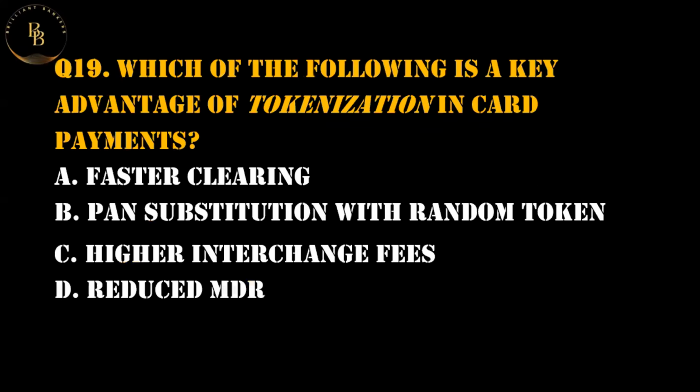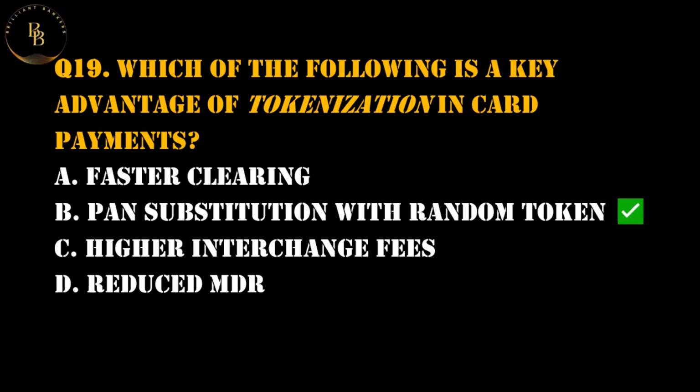Question number 19. Which of the following is a key advantage of tokenization in card payments? Is it faster clearing? Is it PAN substitution for random token? Is it higher interchange fees or a reduced MDR? And the right answer is PAN substitution with a random token. So tokenization replaces the actual card number, that is PAN, with a unique token for each merchant, enhancing security by preventing data theft.